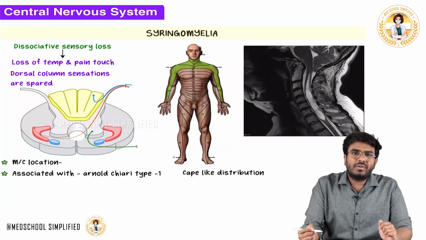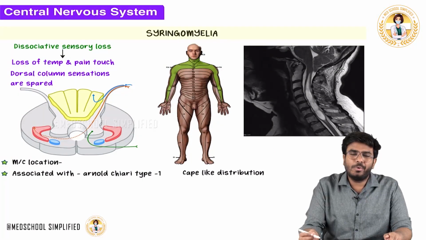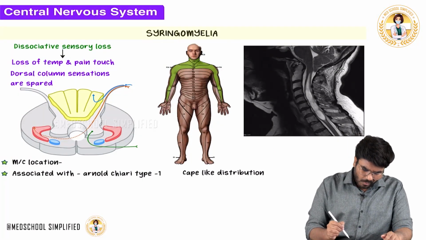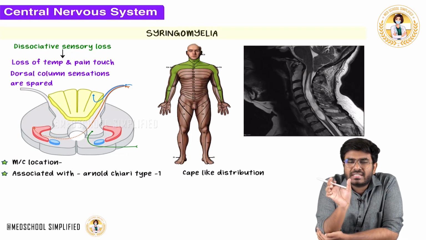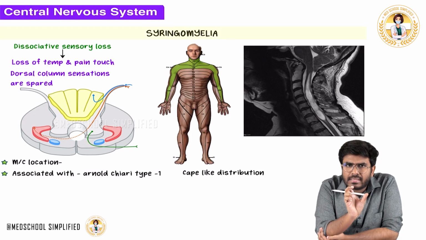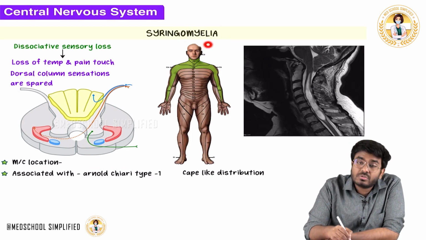Welcome back guys. After discussing the Brown-Séquard syndrome, now in this video let's discuss Syringomyelia. First of all, what exactly is Syringomyelia? The name itself tells us: syrinx is present in the spinal cord. Here, myelia stands for spinal cord.